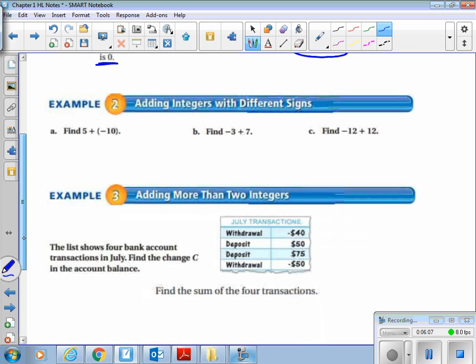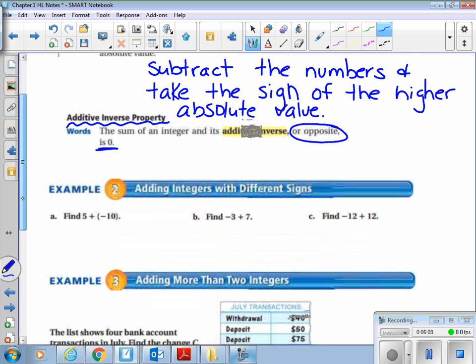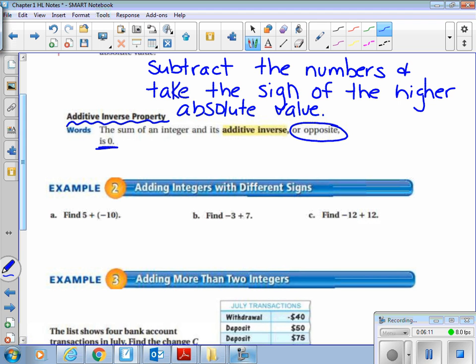In example 2, we're adding with different signs now. So I want to subtract the numbers. So if I'm thinking 5 plus negative 10, my signs are different. I'm going to subtract the two numbers. So I'm going to ignore the signs for a second. I know that 10 minus 5, notice that I started with the bigger number, is 5.